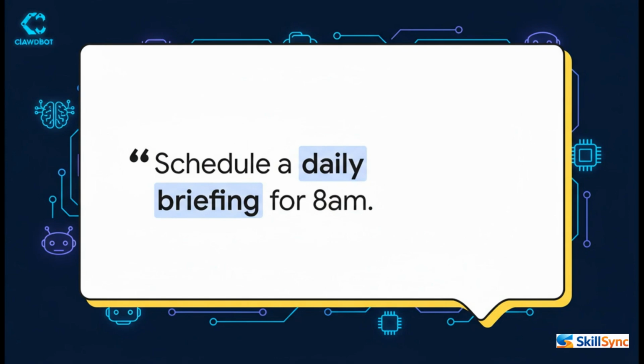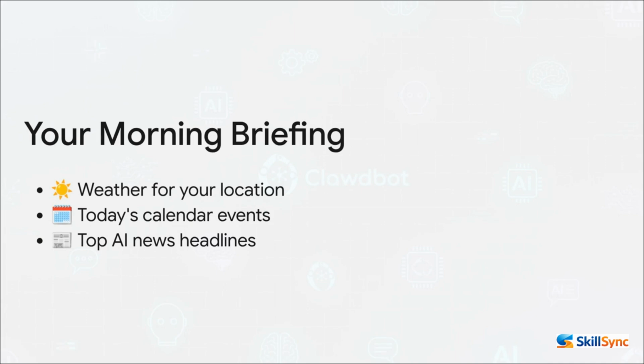This is where you really see its proactive side shine. You can give it a simple, one-time instruction, something just like this. Schedule a daily briefing for 8 a.m. And then, without you ever having to ask again, it'll ping you every morning with the weather, a look at your calendar for the day, and the top news you actually care about. It just works for you, automatically, in the background.